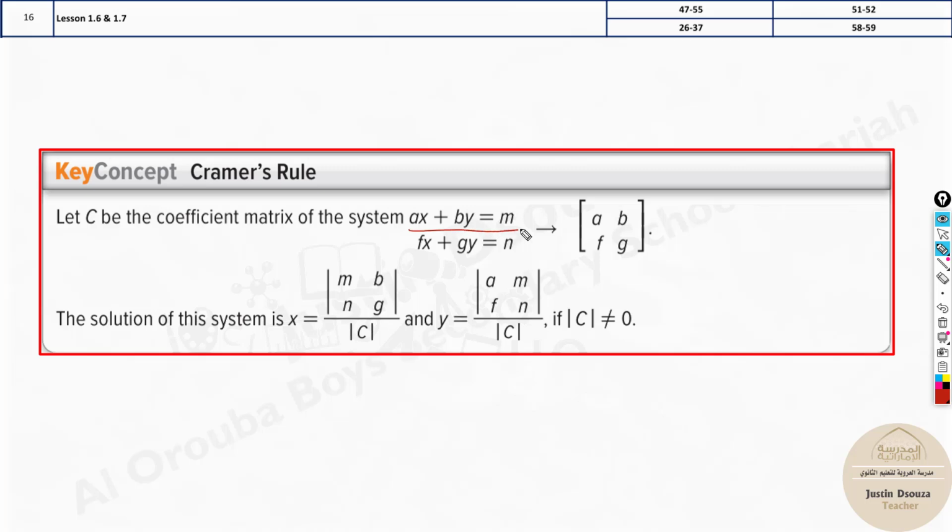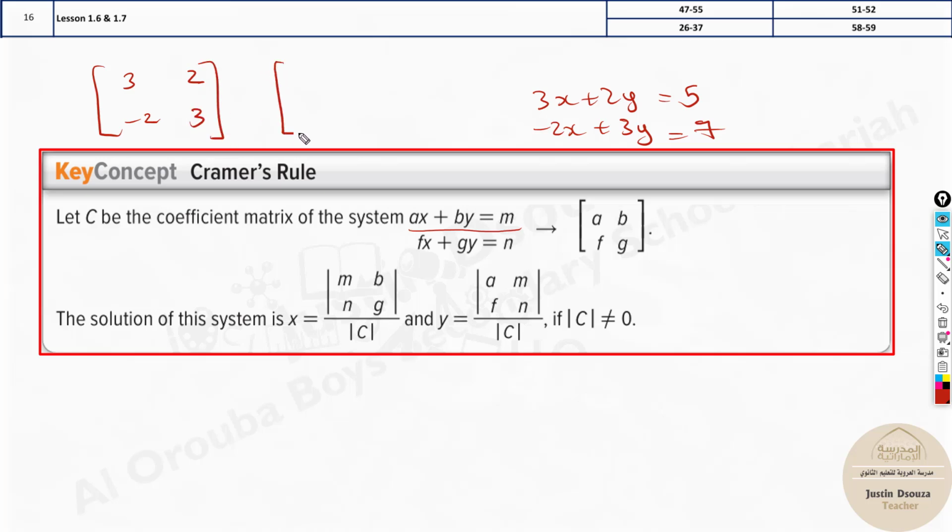Now look here, this is an equation. It can be, say, 3x plus 2y equals 5, and then we have one more equation, minus 2x plus 3y equals 7, some random equations. Here the coefficient matrix would be all the coefficients of x and y, so you need to write that. It'll be 3, 2, minus 2 and 3, and the resultant matrix we will write as 5 and 7. So this is very important. Call it M and N.